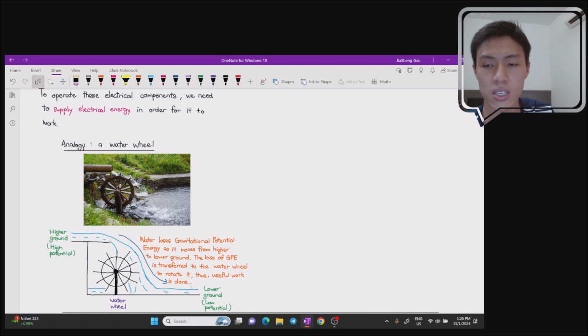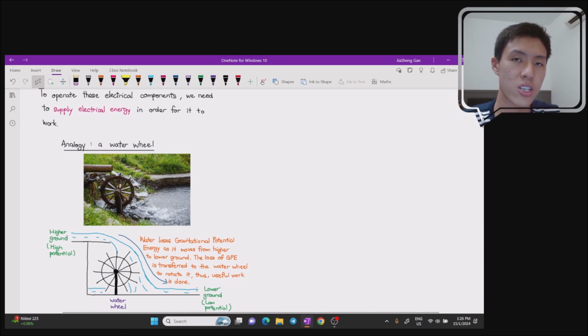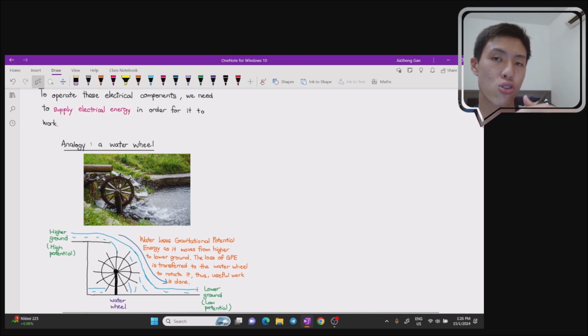Thus, useful work is done. Okay, so when your water flows from a higher ground to a lower ground, what happens is there will be a loss of gravitational potential energy, right? The loss of gravitational potential energy is not that the energy is destroyed. It is somehow being transformed into kinetic energy for the water to move.